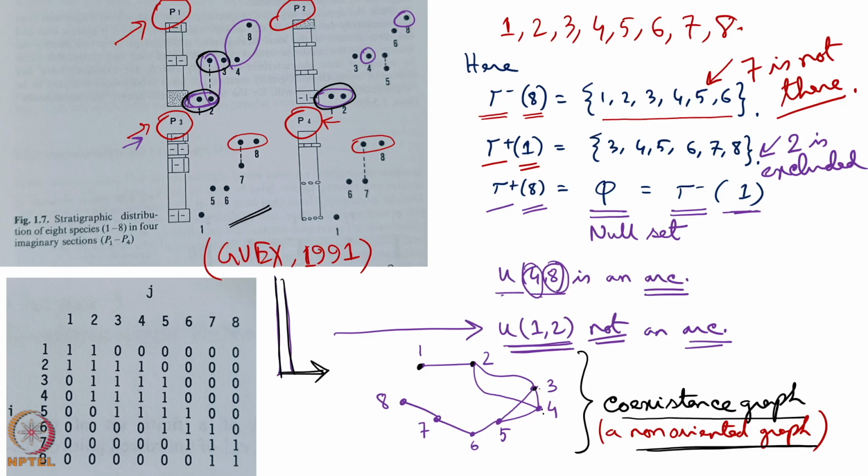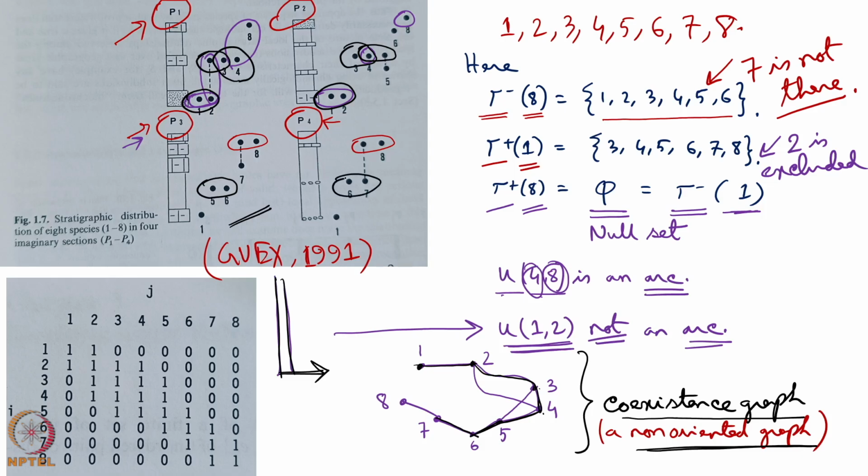3 and 4 coexisted. Where is that? Here we can see 3 and 4 coexisted. Here also we can see 3 and 4 coexisted. So, 3 and 4 are joined. 4 and 5 also coexisted. Where is that? I can see here 4 and 5 coexisted, and where else? Nowhere else. So, 4 and 5. Then 5 and 6 also coexisted. Where is that? I can see 5 and 6 coexisted over here. So, it is drawn. 6 and 7 coexisted.